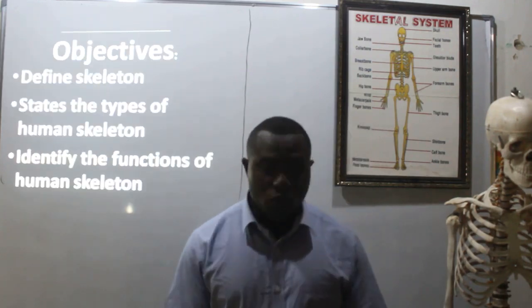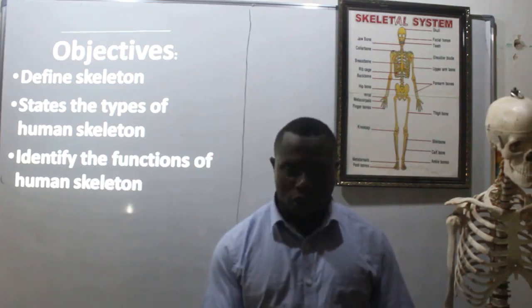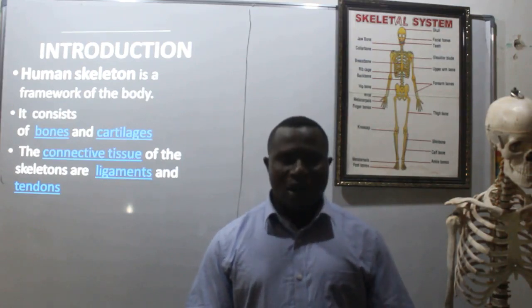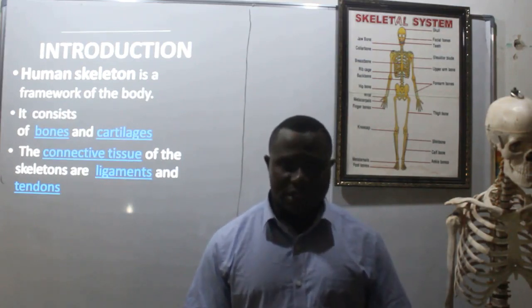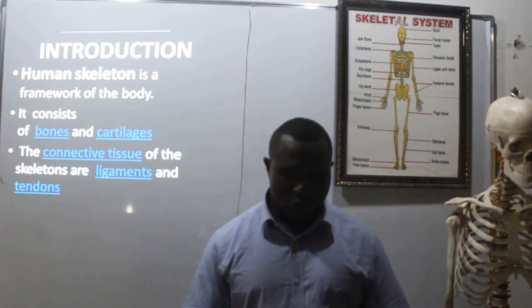Before we move on, we'll look at the objectives. They are there on the board, which you can go through. We are going to look at the human skeleton under the skeletal system. What is the human skeleton?